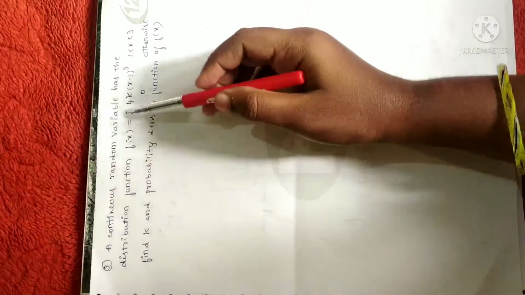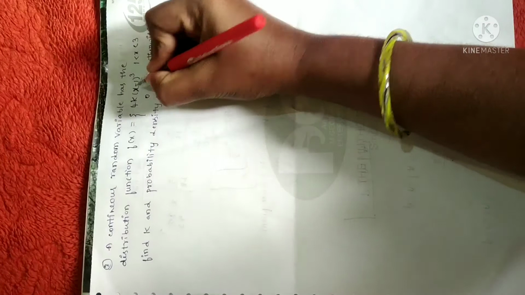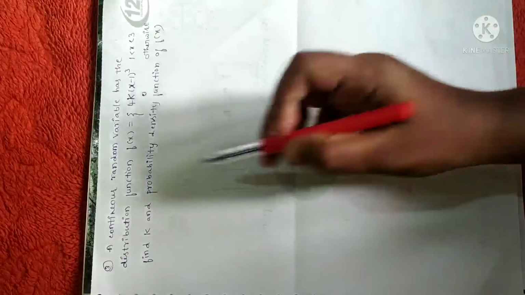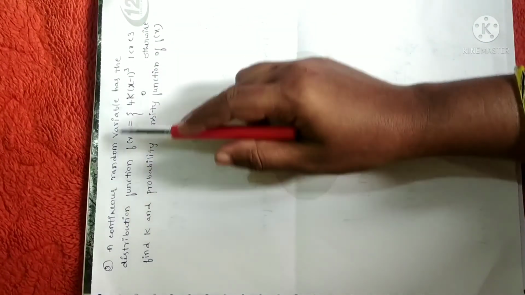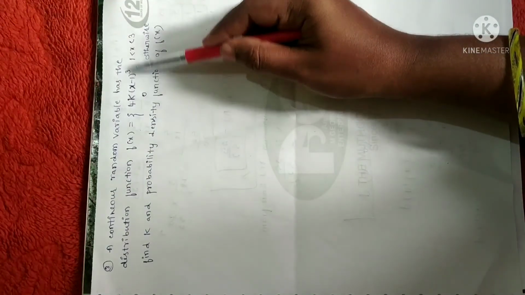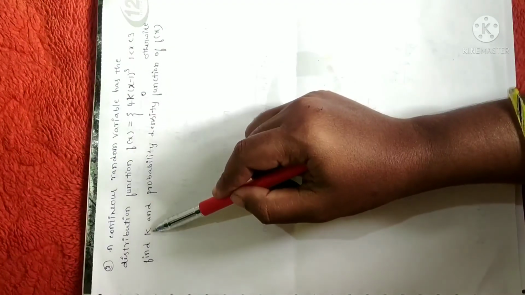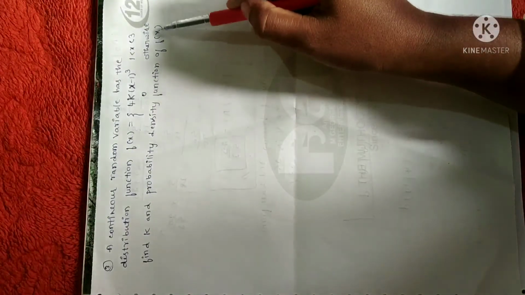Let me solve one more problem. So here is the next problem. Here, the constant, instead of c, they have given it as k. We need to find the constant k. A continuous random variable has a distribution function. This is the given function. So this will be applicable only when x lies between 1 and 3. Otherwise it is 0. So we need to find the value of k and the probability density function f of x.